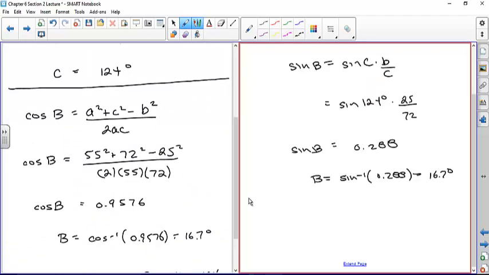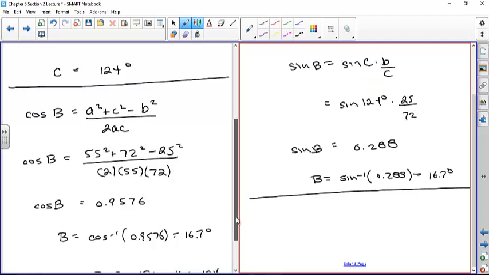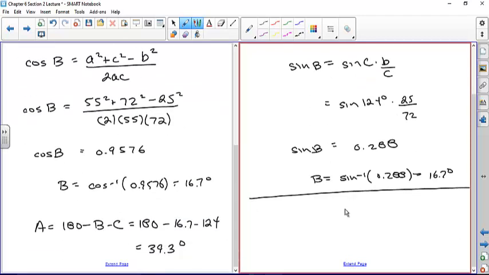And then to get the third angle, we just do the same thing we did here. Now, theoretically, we could use the law of cosines, we could use the law of sines, to get the last angle. So as you find more of the triangle, you have more options.